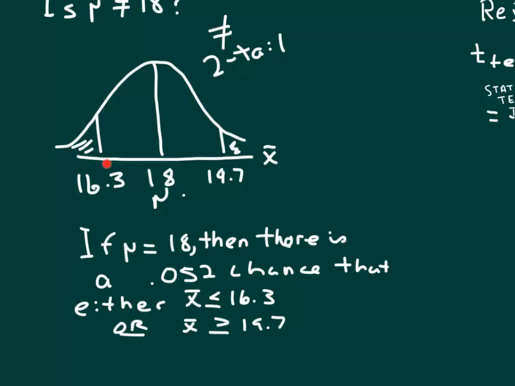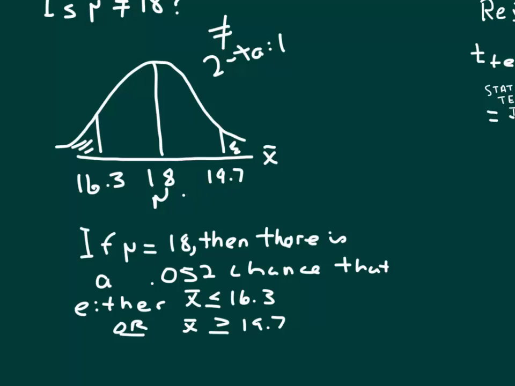So since this distance is 1.7, that's just 18.3 minus 16.3, we'll go up to 19.7, that same distance: 1.7 subtracted from 18, 1.7 added to 18. So that's how I got the 19.7. So again, now back to the statement.